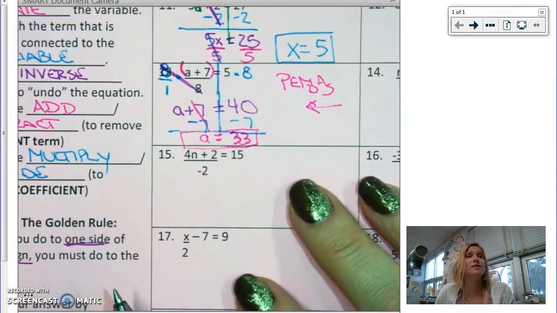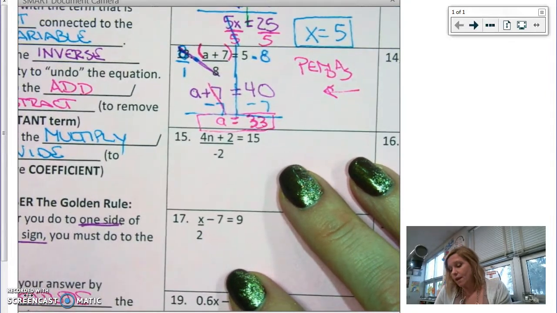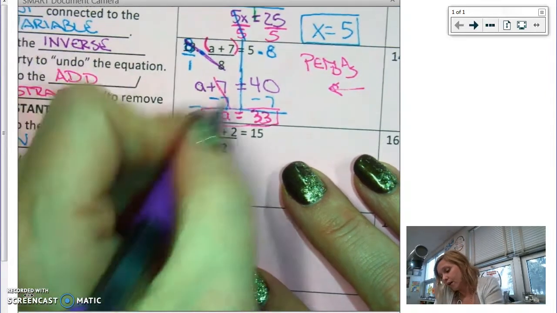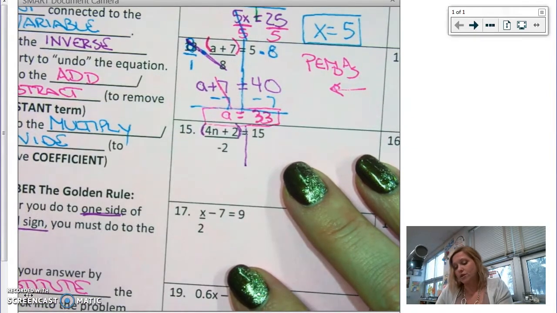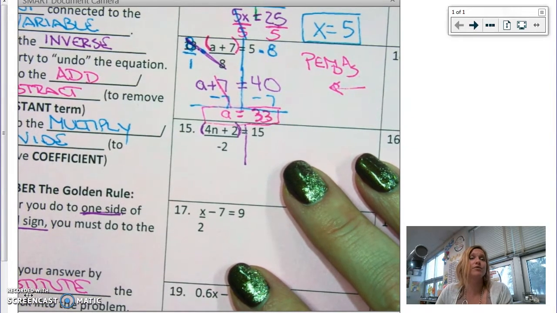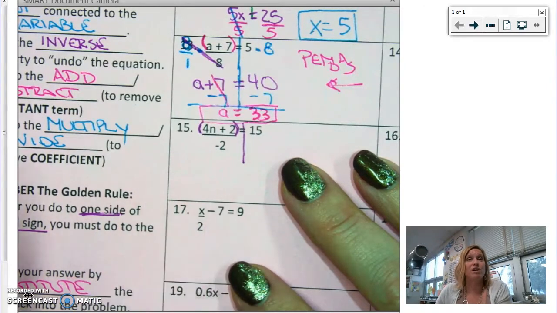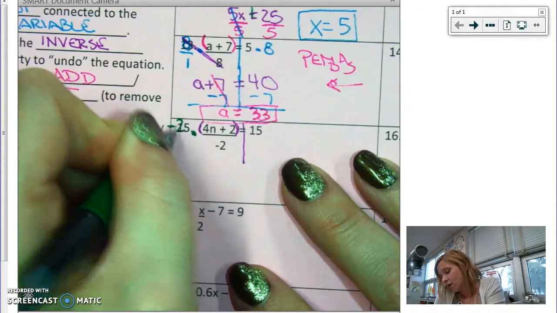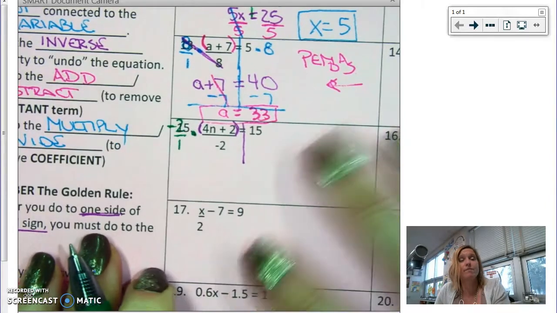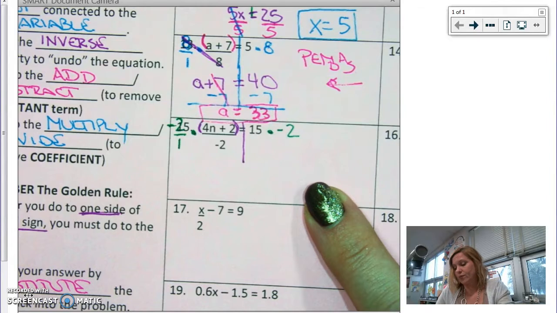Number 15 is another similar problem to what we just saw above. So again, this part right here is in parentheses, so we don't want to touch it. We're not going to worry about the adding and subtracting for right now. We're going to take care of the dividing by -2. How do we undo dividing? We multiply. Multiply by -2, and because it's a fraction, put it over 1. And over here, it's not a fraction, so we can just leave it as -2.